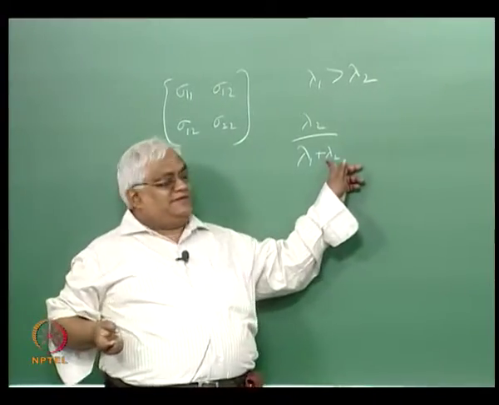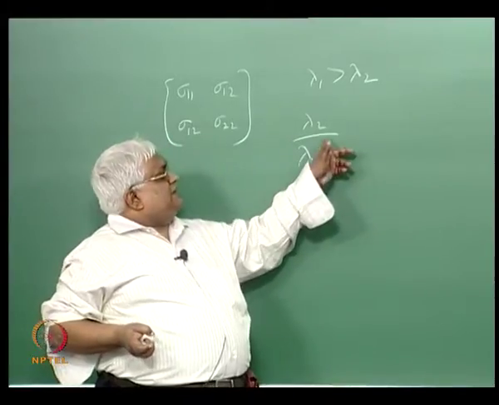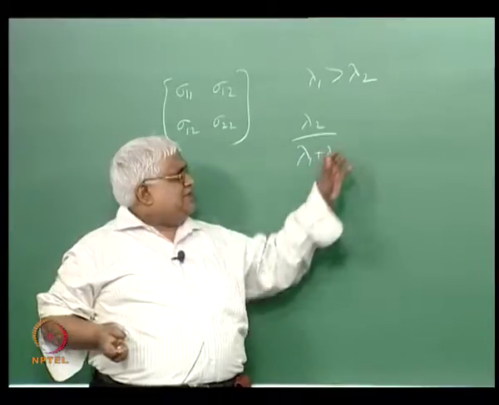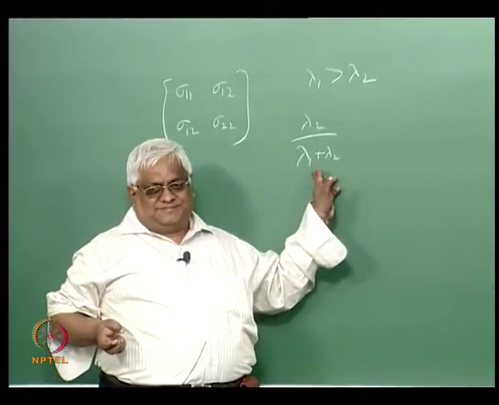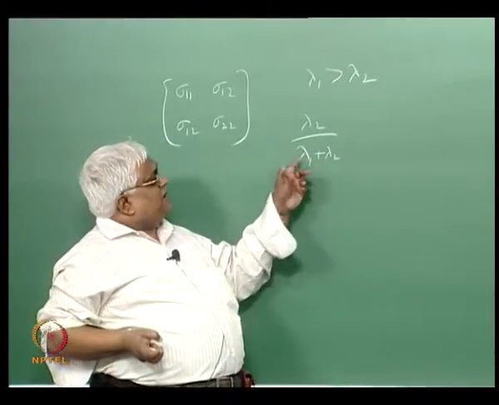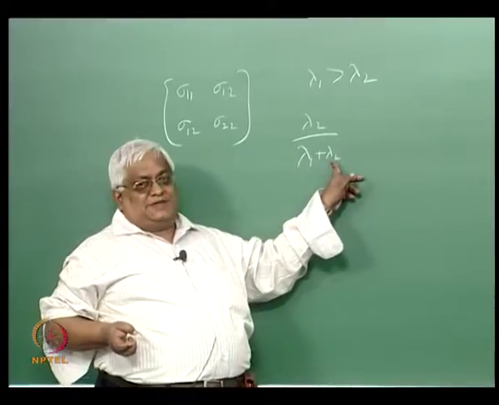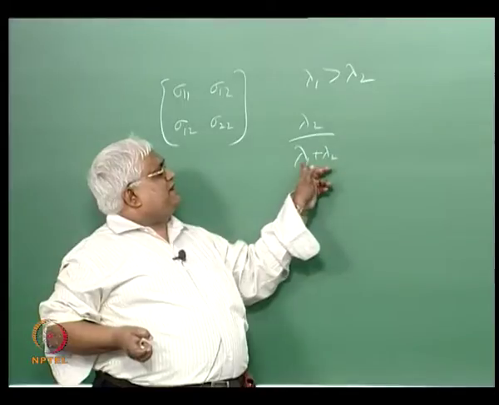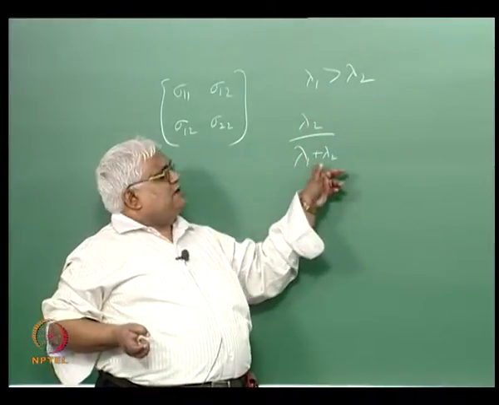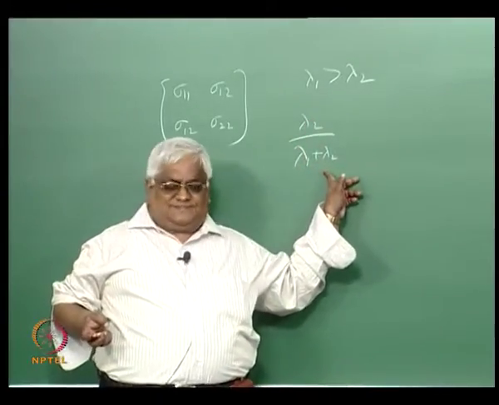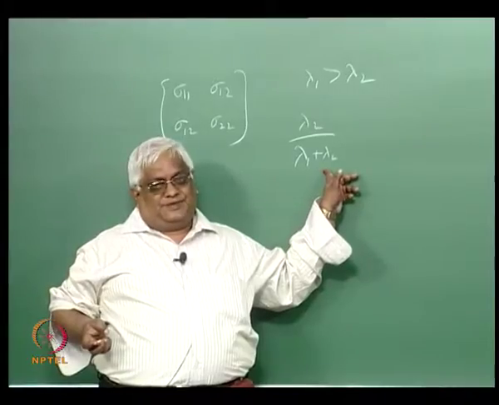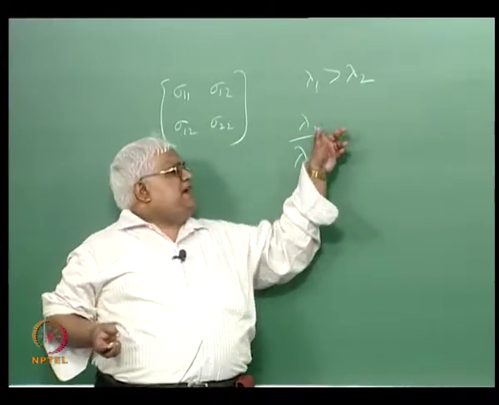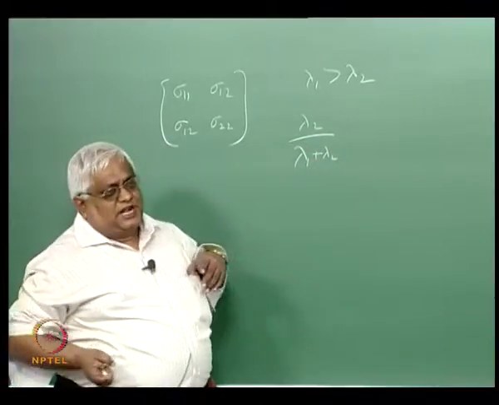Lambda 2 is, for example, this cannot be more than half. Can this be more than half? The maximum value of lambda 2 is lambda 1, when lambda 2 is equal to lambda 1. So this is lambda 1 by 2 lambda 1, this is half. So the maximum value of this cannot be more than half.